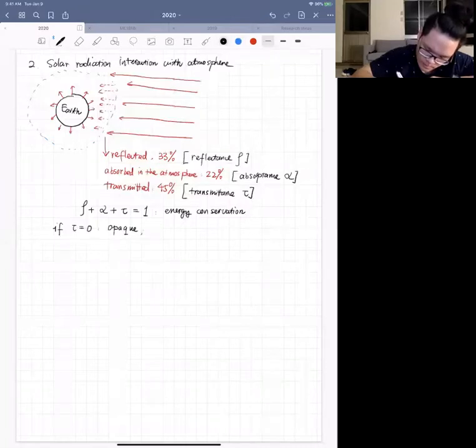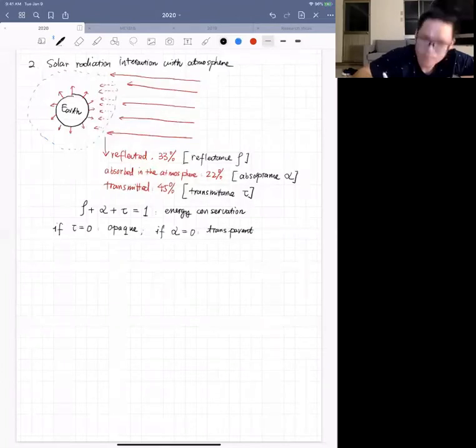So some other scenarios. If there is no absorption, if alpha equals 0, we call this material transparent. Again, there's no absolute definition. If you make any material thin enough, it's going to become transparent. It depends on the thickness of the material, and also on the material properties, which we will discuss extensively later in the class.